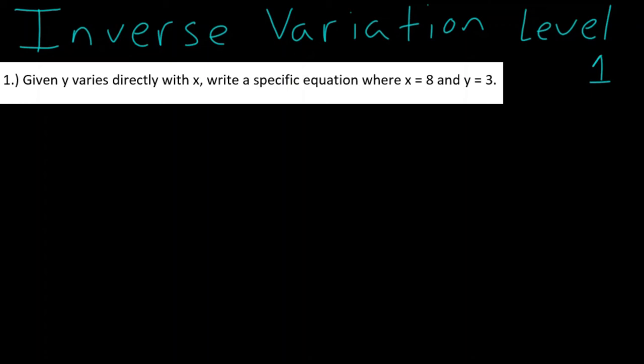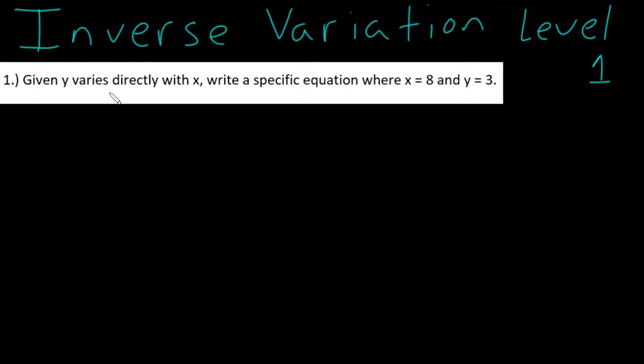Alright, welcome to Inverse Variation Level 1. Now we're going to start with just some very easy examples of what is inverse variation and what is its kind of opposite, direct variation. So, number 1 says this: given y varies directly with x, write a specific equation where x equals 8 and y equals 3. So in this video we're going to make a real distinction between general cases and specific cases.